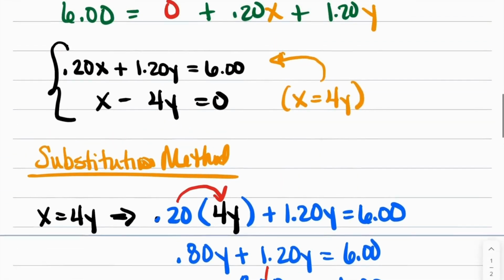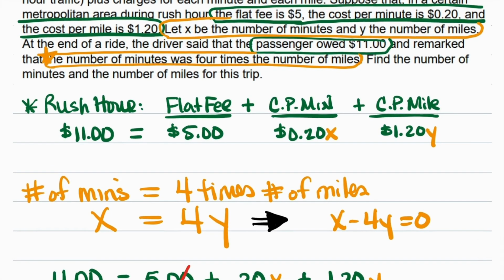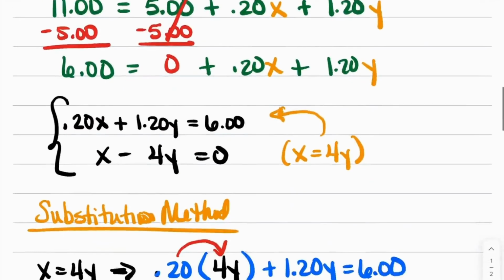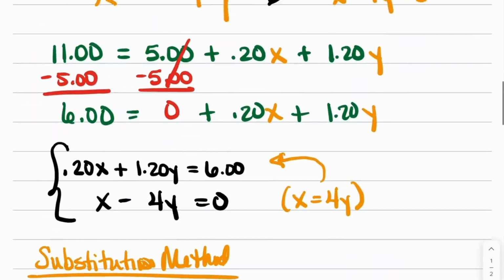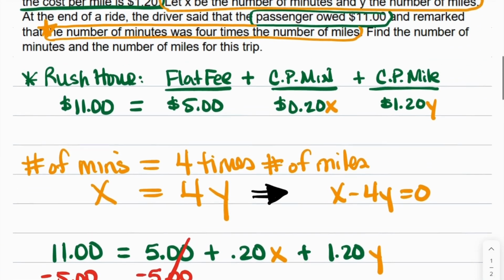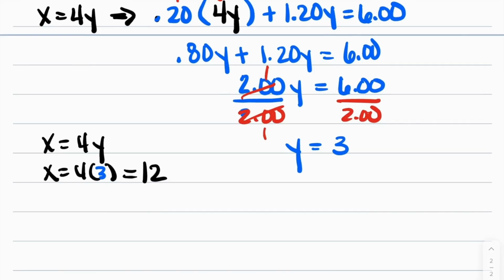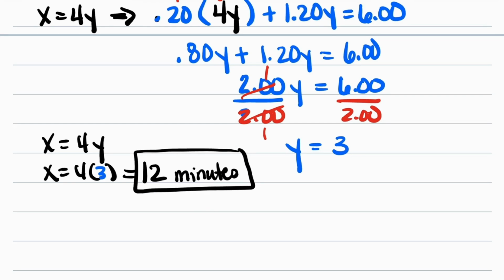And I think that's what they told us to find, right? Find the number of minutes and the number of miles for this trip. So x is minutes and y is miles. So 12 minutes and 3 miles.